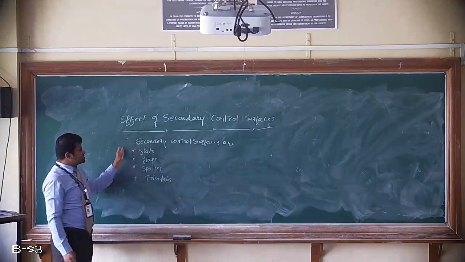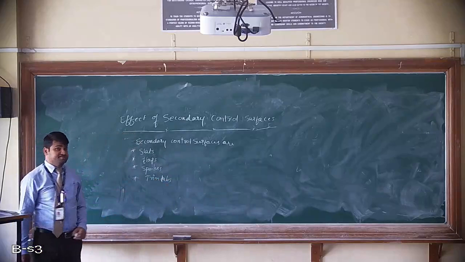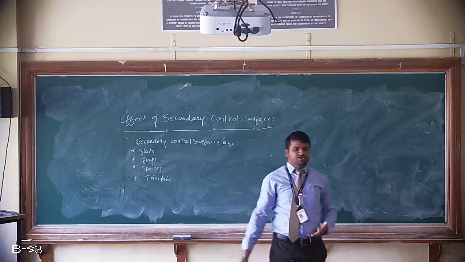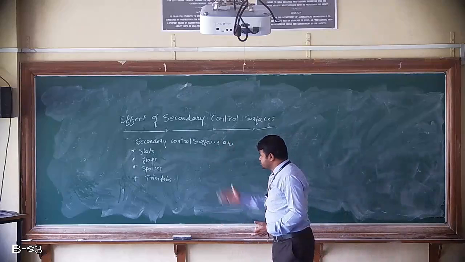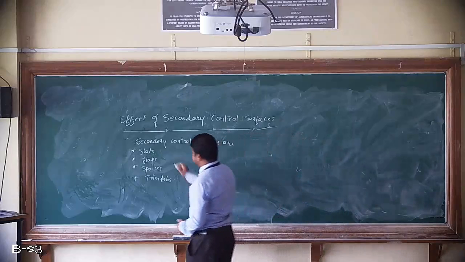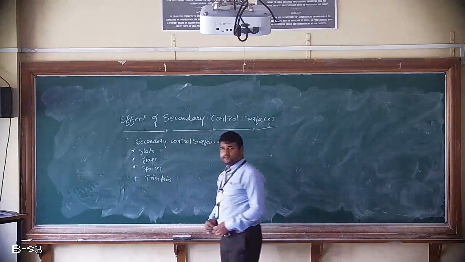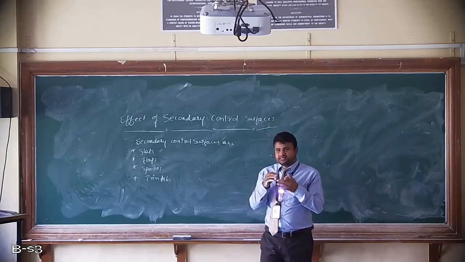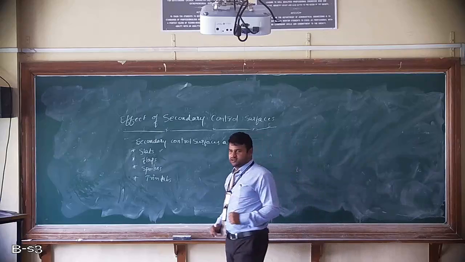So these are called secondary control surfaces. Then how will they affect the airplane? The purpose of these secondary control surfaces. Okay. So the first one is called slats. These slats are present in the leading edge of the aircraft.